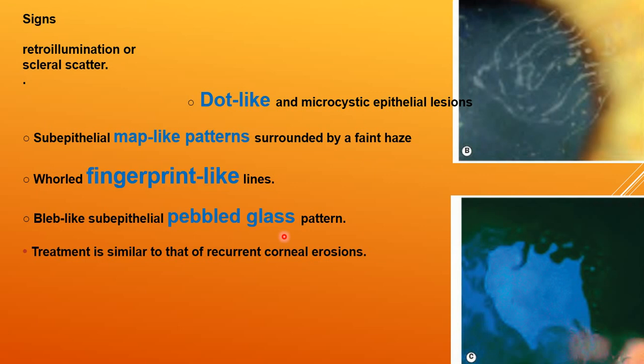So this was epithelial basement membrane dystrophy, because there is thickening of the basement membrane and deposition of fibrillary protein between the basement membrane and the Bowman layer. Classically, epithelial hemidesmosomes are deficient.